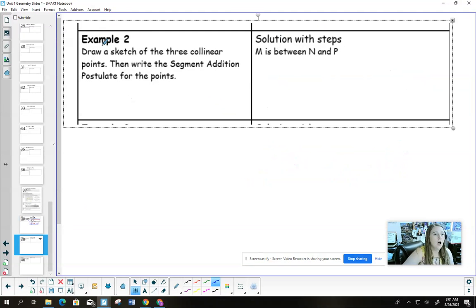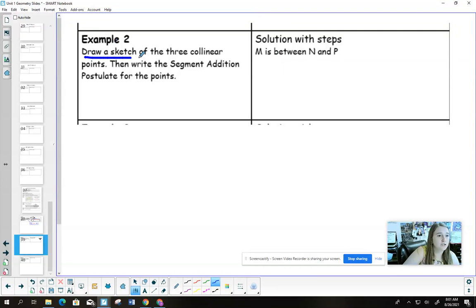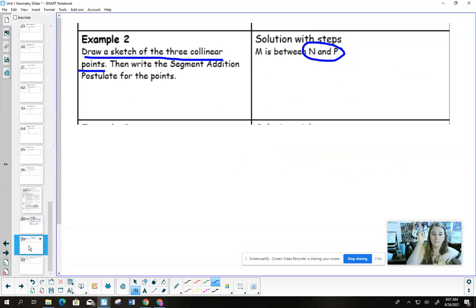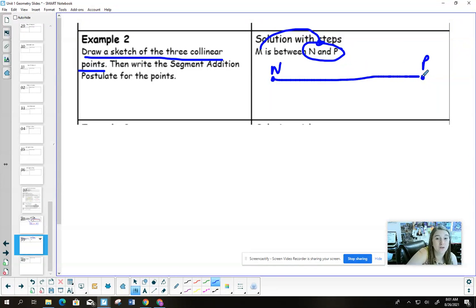So let's try it again. I want you guys to try this. Draw a sketch of the three collinear points. Be careful. N and P are your endpoints. M is going to go somewhere in the middle. Go ahead and try it. Make sure you're labeling it just like we did here. Okay, so again, I like to draw N and P first, because M is going in the middle, between them. So I'm going to choose to put M here. It literally doesn't matter where you put M as long as it's not an endpoint. So that is my sketch.